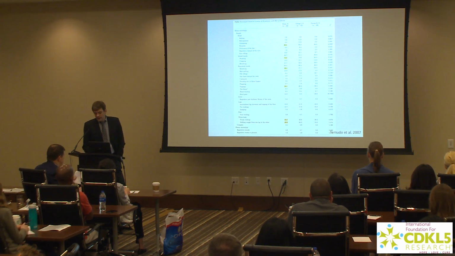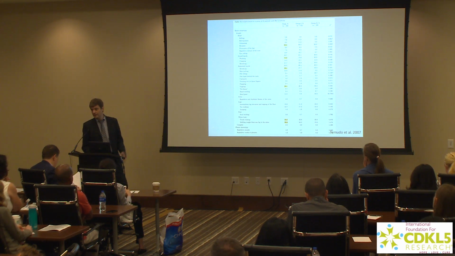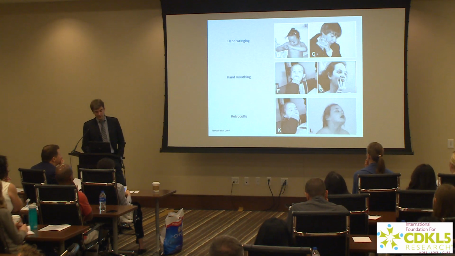So this table, don't even look at the details of it, just exemplifies that it is probably very worthwhile to look at motor stereotypies in CDKL5 syndrome. Temudo et al. looked at stereotypies in Rett syndrome, and it behooves us to do the same in CDKL5 syndrome, because they were able to dissect out much more commonly occurring ones, and then you can target your therapies towards those.